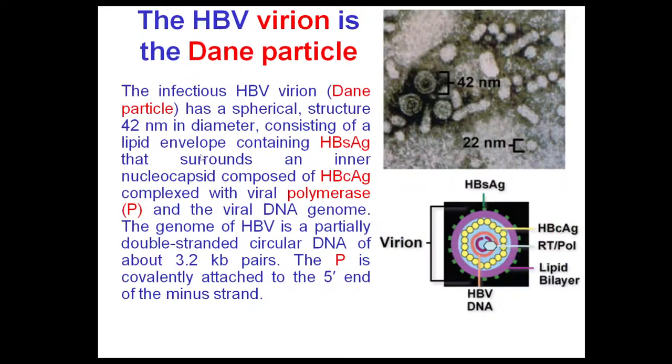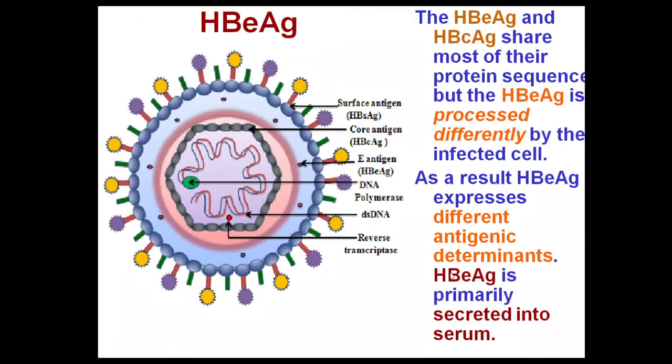The infectious hepatitis B virion has a spherical structure, 42 nanometers in diameter, and the envelope surrounds the icosahedral capsid made up of hepatitis B core antigen. The genome is partially double-stranded, and the P, or polymerase, is covalently bound to the 5' end.